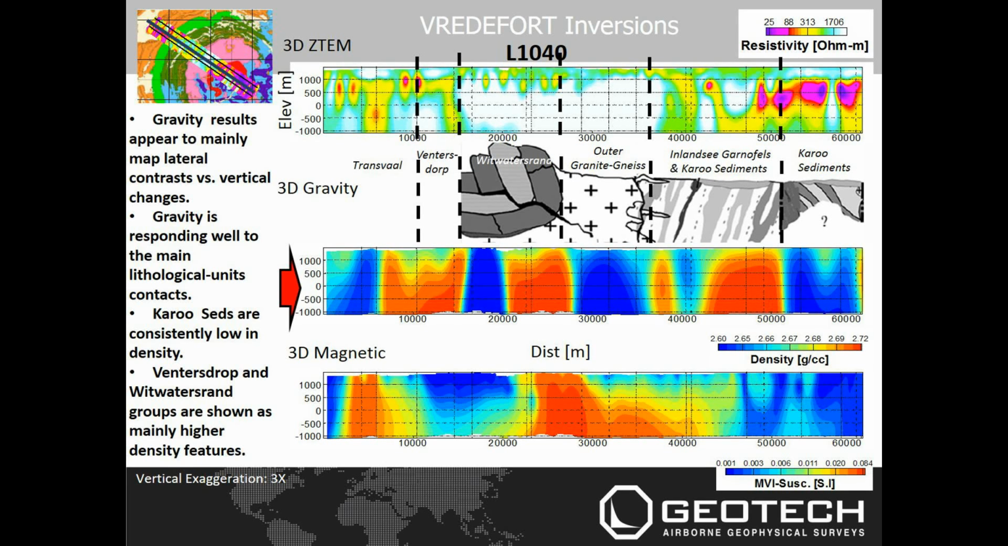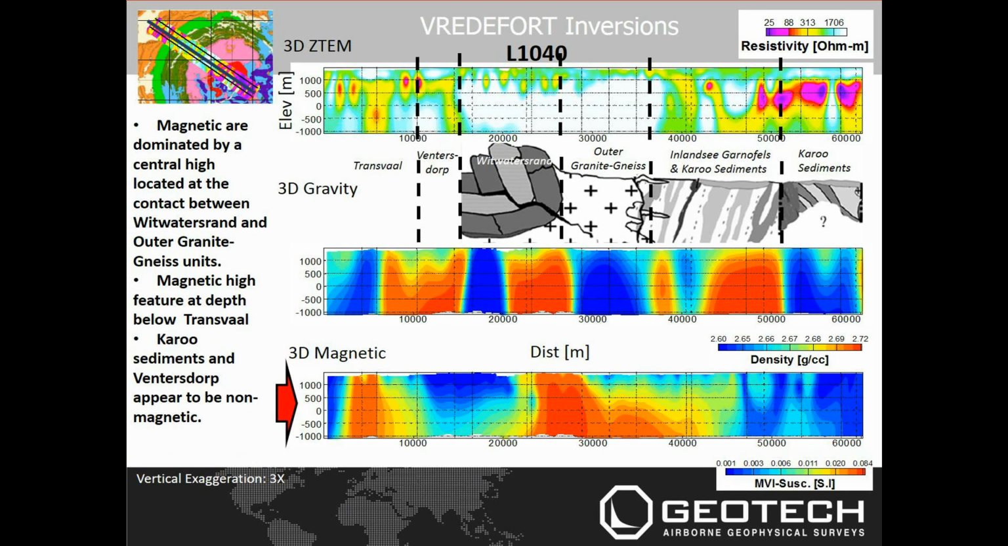So focusing on the 3D gravity inversion results, they appear to mainly map lateral contrast versus vertical changes, as you'd expect. The gravity is responding well to the main lithological unit contacts. The Karoo sediments are consistently low in density, whereas the Vredefort and Witwatersrand groups over here are shown in mainly higher density.